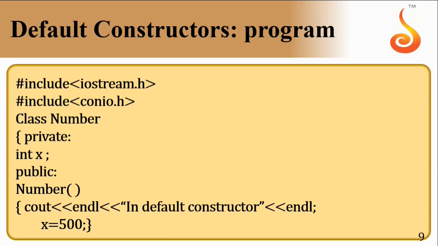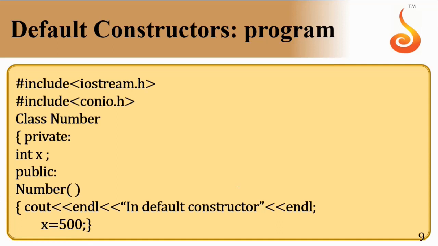In the private section, I have a variable called x. The data member which I have is x, which is of the type integer. Then in the public section, I have number. You can see here the spelling and the case are the same. The only thing is, since this is a member function, I have used open and close brackets. It is declared in the public section of the class. It does not have any return type and no arguments. So it is a default constructor.